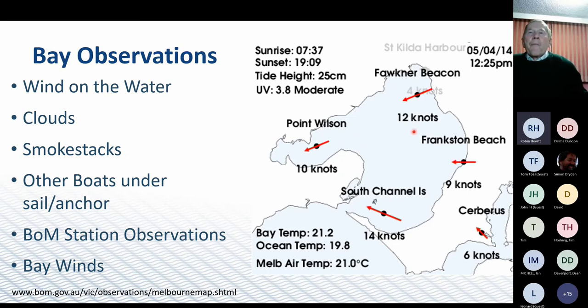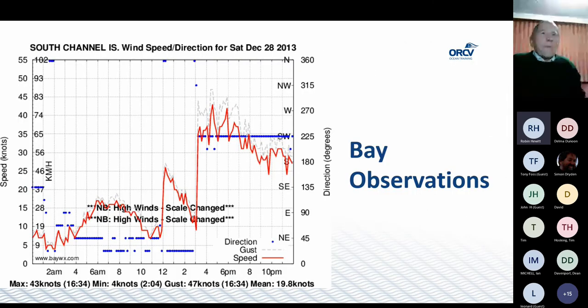During the winter series, quite often we'd be looking at the wind at Point Wilson or South Channel and looking at what is coming up the bay by plotting these various positions, so you know how to manage the race. And if you're in a yacht, of course, you can work out what's coming. With the observations, this is a cold front going through South Channel Island. You can see the wind there, and then suddenly the front goes past and gradually diminishes.